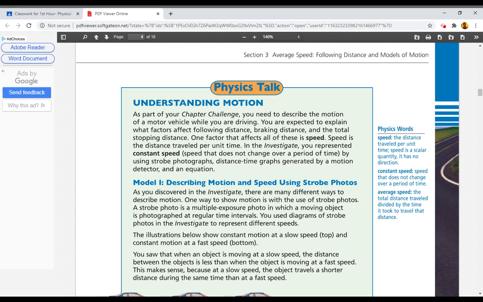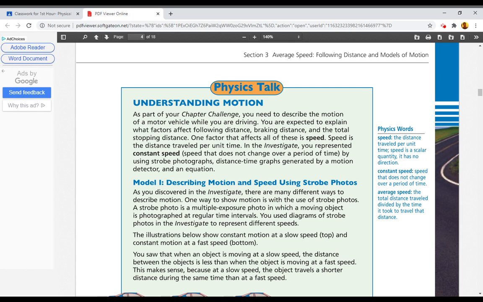Chapter 1, Section 3, Physics Talk, Understanding Motion. As part of your chapter challenge, you need to describe the motion of a motor vehicle while you are driving. You are expected to explain what factors affect following distance, braking distance, and the total stopping distance. One factor that affects all of these is speed.